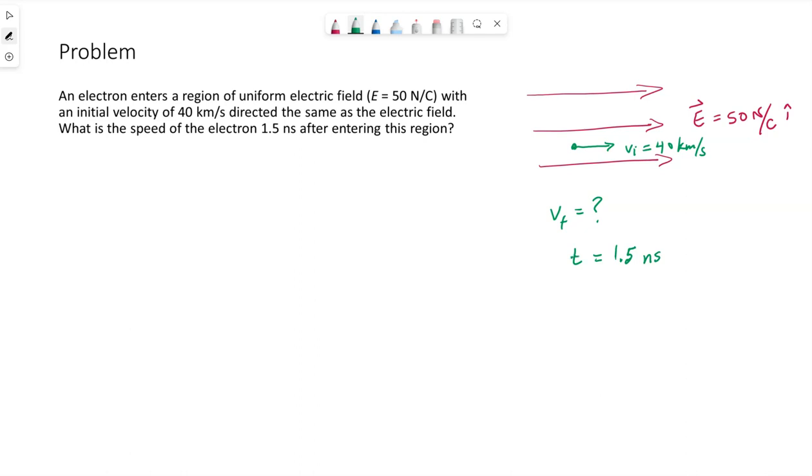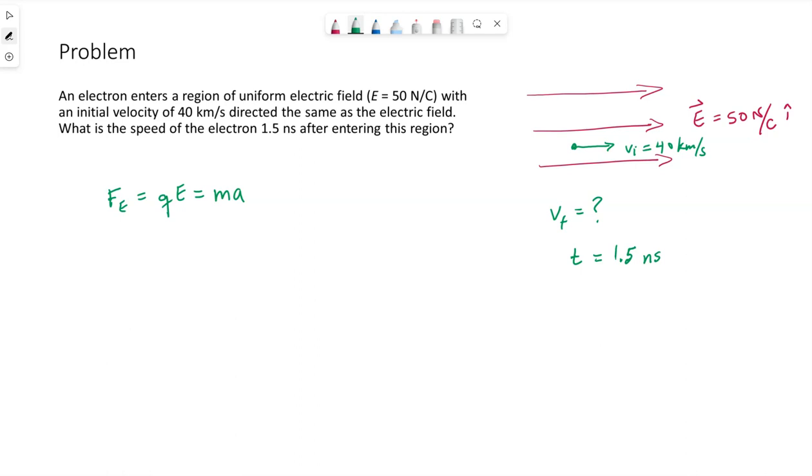Now, the equation's fairly easy. Our electric force is Q times E. That's going to equal m a, because we're only talking about this electric field slowing it down. We know the electric field, the charge, the mass, and the time; we want v final.